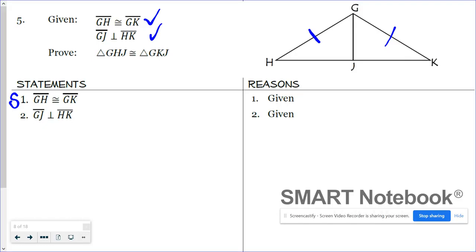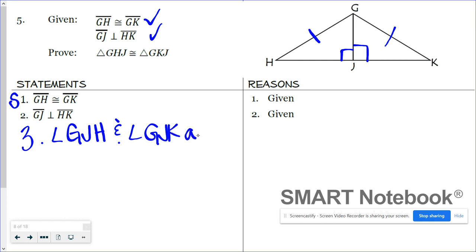I move on to my next given, I write it down. It's a vocabulary given. It's perpendicular, right? And so according to the definition of perpendicular, when you have perpendicular segments, they're going to intersect and make right angles. So the question is, what are those right angles? So GJ is perpendicular to HK, so I get two right angles. So that's what I'm going to say in step 3. I'm going to say that angle GJH and angle GJK are right angles. And my reason for that is the definition of perpendicular.